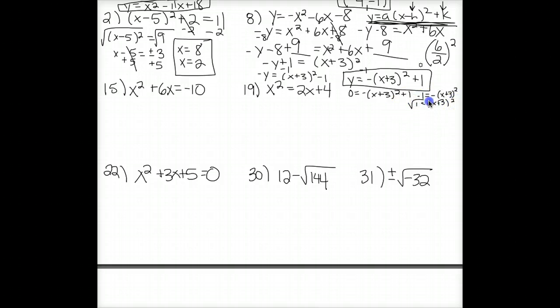Then square root both sides. So plus or minus 1 equals x plus 3. And then subtract my 3. So 1 minus 3 is -2. So (-2, 0) is one of my x-intercepts. -1 minus 3 is -4. So (-4, 0) is my other.